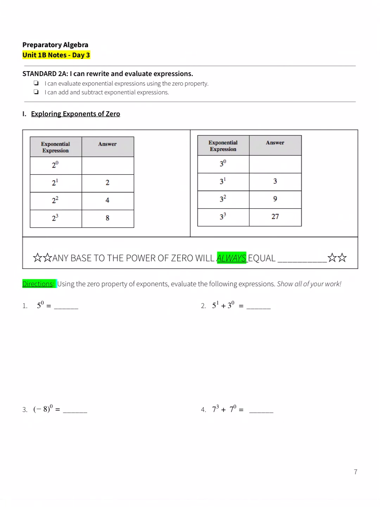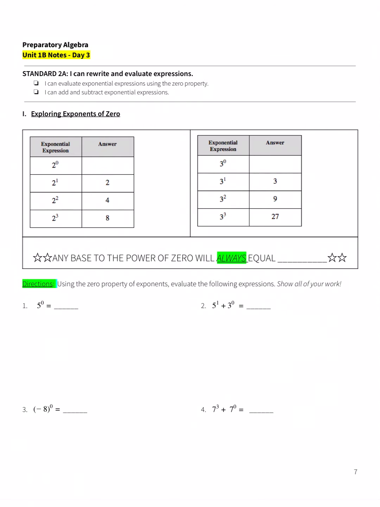These are your Unit 1B Day 3 notes. In this set of notes, we are going to continue to work on Standard 2A. I can rewrite and evaluate expressions. We're specifically going to focus on exponential expressions using the zero property and adding and subtracting exponential expressions.